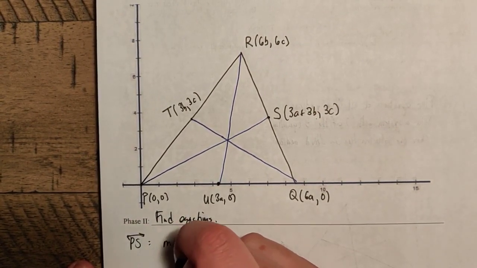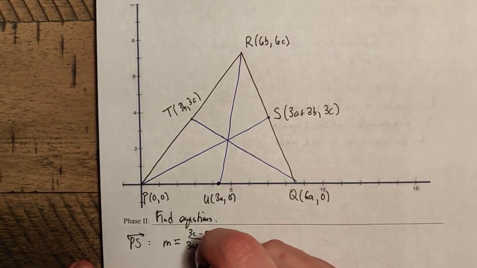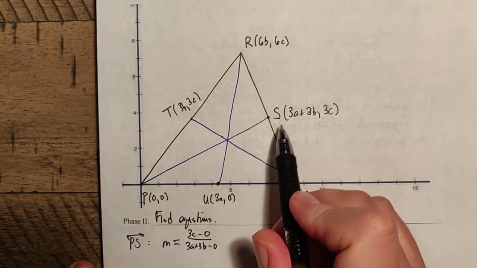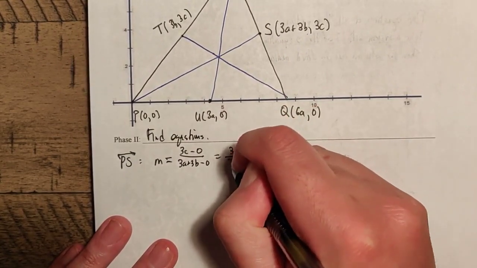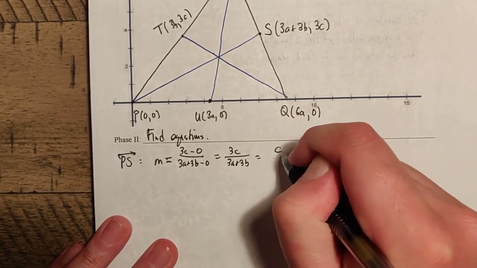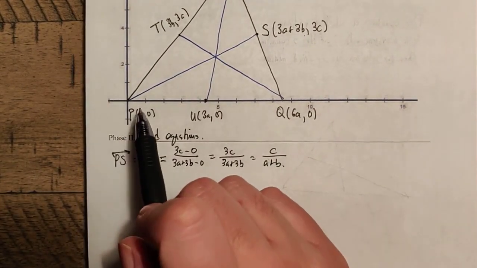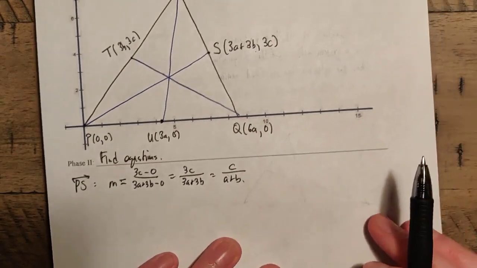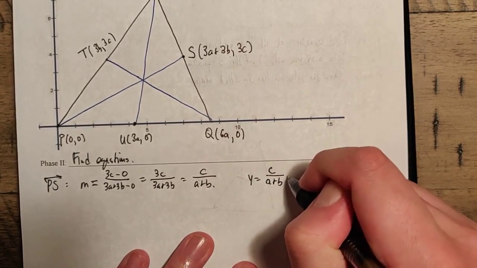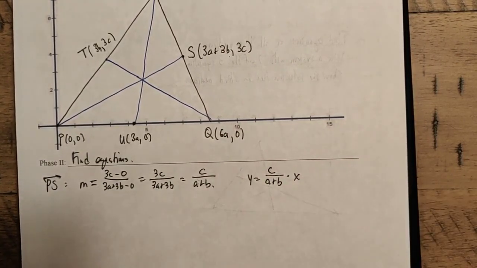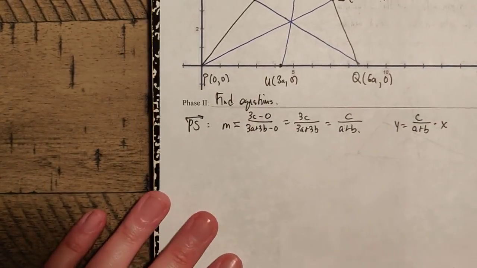The slope is going to be 3c minus 0 over 3a plus 3b minus 0 here, because it's from S to P. So that's going to be 3c over 3a plus 3b here, and that's a nice slope of c over a plus b. So note that in this situation, the slope is this, and the y-intercept is 0, 0. So that means the y-intercept is 0, and therefore the equation of the line is y equals c over a plus b times x here. Okay, so that's going to be one thing. Now, we'll take a look at this later on. Okay, now let's do the rest here.